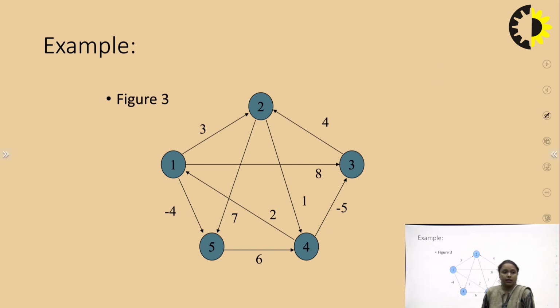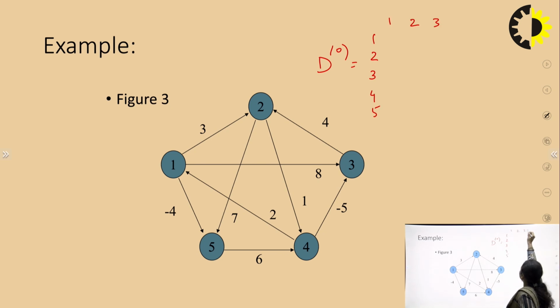Now the first step. What does the first step say? You have to create a matrix D0 for the given graph. So how to create matrix D0? First of all, we have to identify the total number of rows in the matrix. How many rows are there? As we have discussed, total 1 to n, that is, how many vertices are given? 5. So how many rows will there be? 5. And similarly you will have 5 columns.